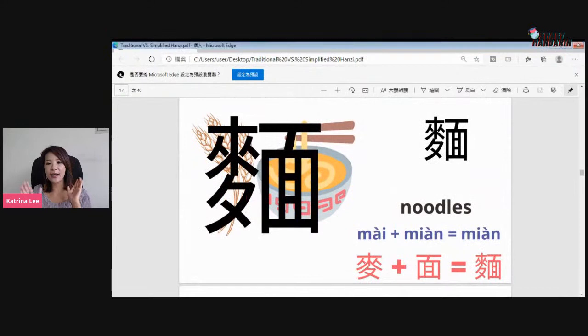And now let's take a look at this one. As you can see, the left component plus the right component is the whole character, mian, noodles.